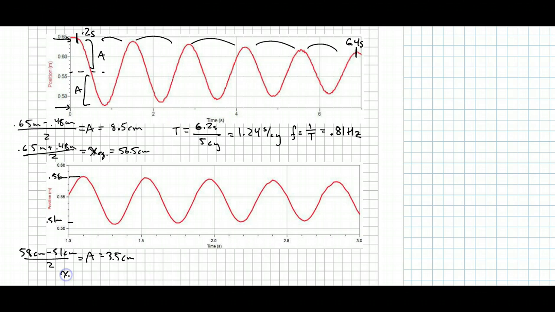And the equilibrium point is that average position, or I can add from the bottom up 3.5 centimeters and get 54.5 centimeters, subtract from the top down, do the average however you'd like to do it.